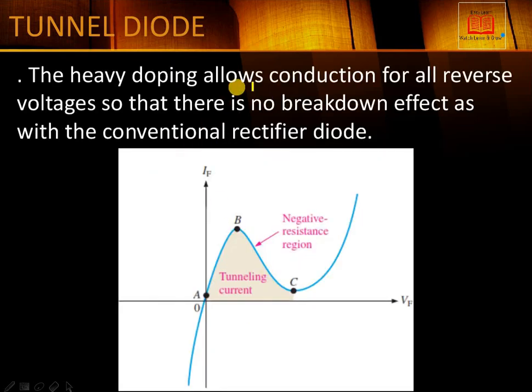The heavy doping allows conduction for all reverse voltages, so there is no breakdown effect as with the conventional rectifier diode. You can see that the normal diode does not allow current to flow in the reverse direction, but here it allows current to flow, with almost no breakdown effect, because there is no blockage. If there is no blockage, there is no limit, so it cannot be reached, and there is no breakdown. That is why it looks like no resistance even in reverse bias, just like a simple wire where we apply the voltage and current is received. In forward bias it is the same, but there is a difference.